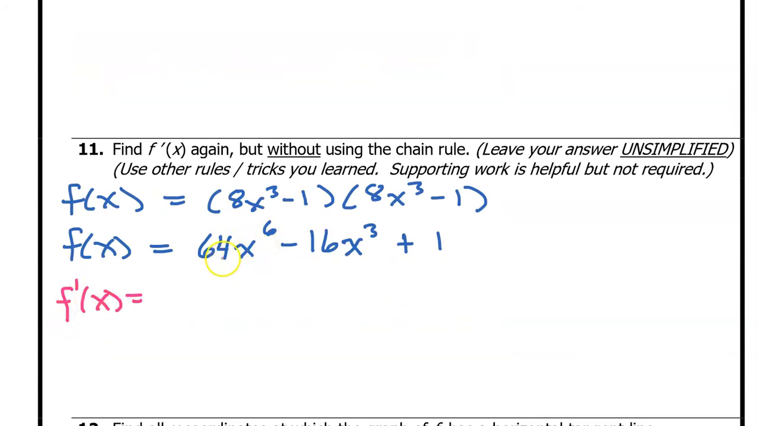The directions said that calculator was okay, so I'm actually going to take advantage of that because I'm not sure what 6 times 64 is off the top of my head. 6 times 64 is 384. Whoops, 384. X to the fifth power. 3 times 16 is 48. So we have negative 48 x squared. The derivative of a constant is 0, so we write nothing. So that's it.